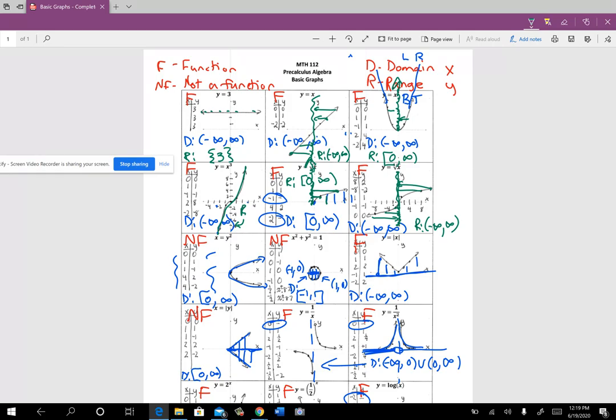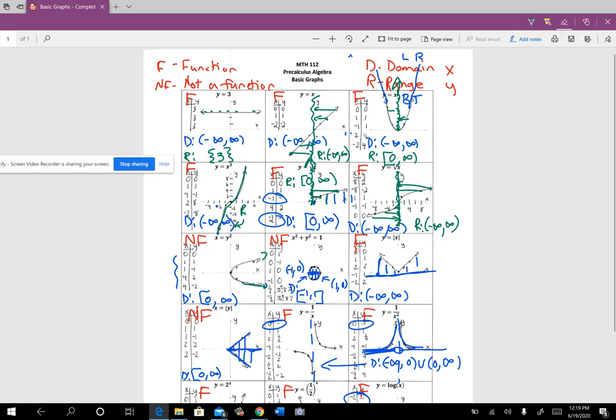Now this problem is kind of interesting. The domain was just from left to right. You only have points from 0 to infinity, but for the range, this keeps going up, up, up. This keeps going down, down, down. You have points down here, and you have points up here, and you have points all in between. The range on this is going to be from negative to positive infinity.